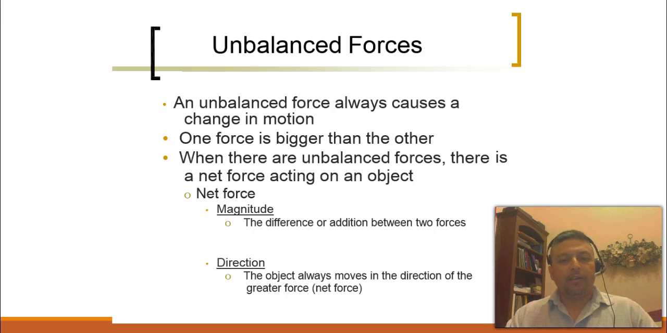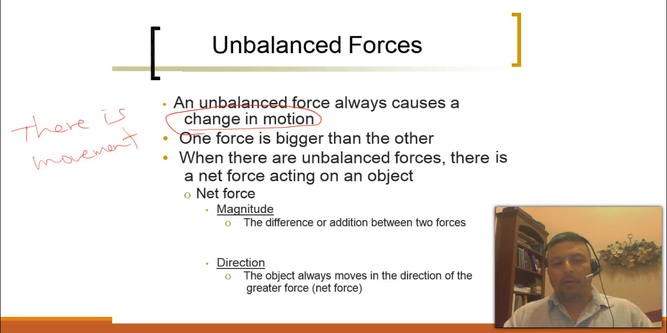Unbalanced forces are a little bit different. When you have unbalanced forces, this actually changes the motion. So over here, there is movement. Remember, we're relating all this to motion. So when we have unbalanced forces, there will be a change in motion.